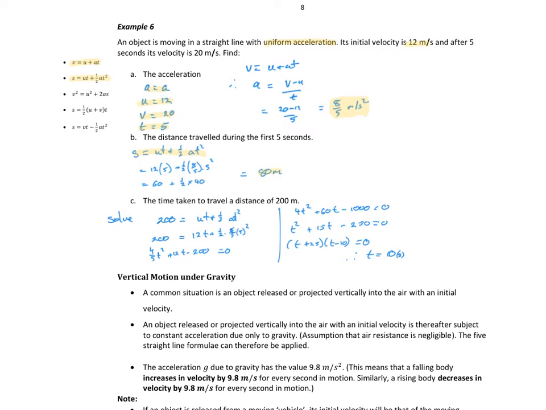The time taken to travel a distance of 200 meters, use the same rule, solve that equal to 200. We can rearrange a little bit, get our 4/5. A half of 8 on 5 is 4/5, multiply everything by 5 just to get a quadratic without the fraction, and then if we simplify that we get t squared plus 15t minus 250. Again, t equal to negative 25 is not pertinent to this, and so we get t equal to 10 seconds, all right?